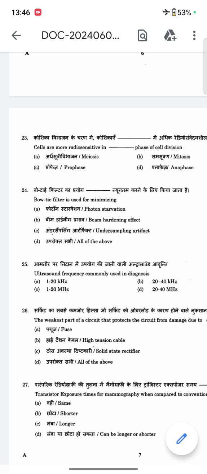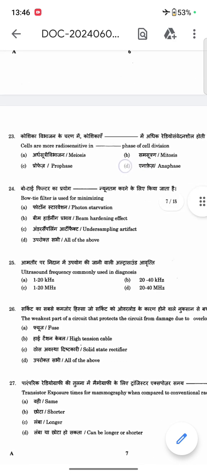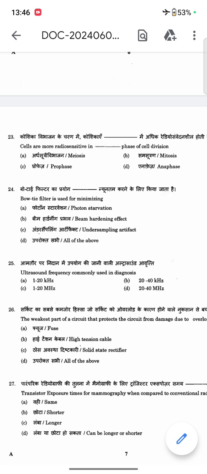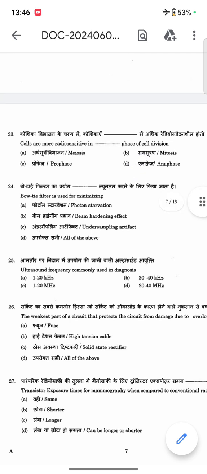Question number 23: cells are most sensitive in which phase of the cell division? The correct answer is mitosis. Mitosis is the most radiosensitive phase, and the S phase is less sensitive.